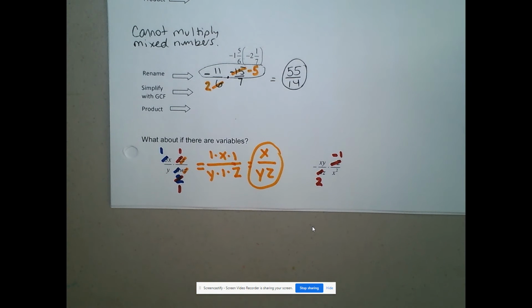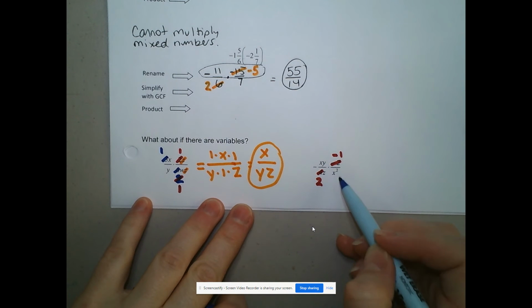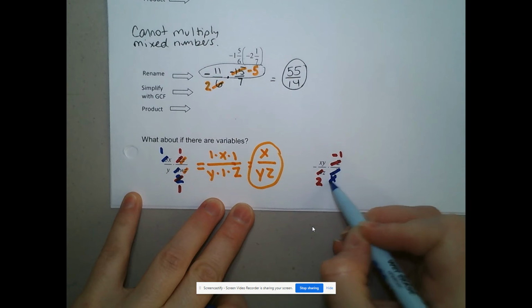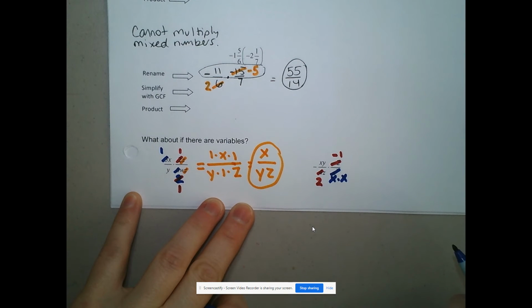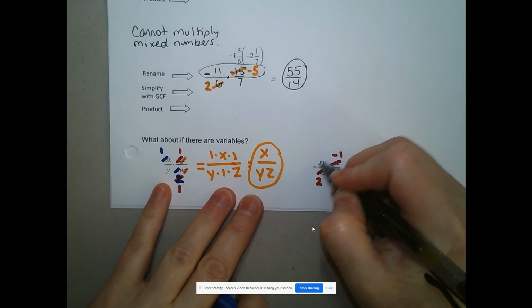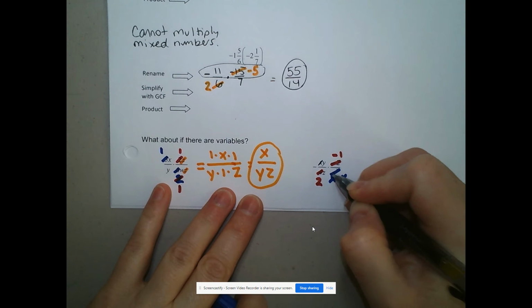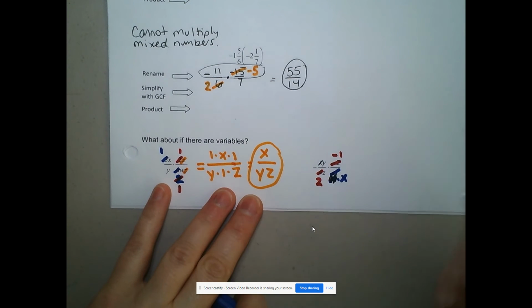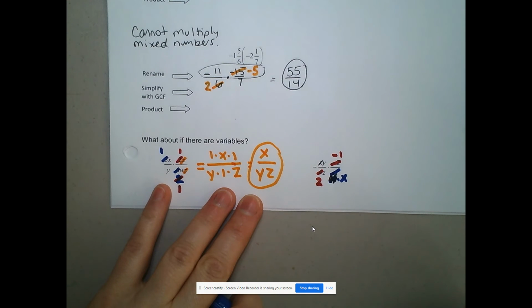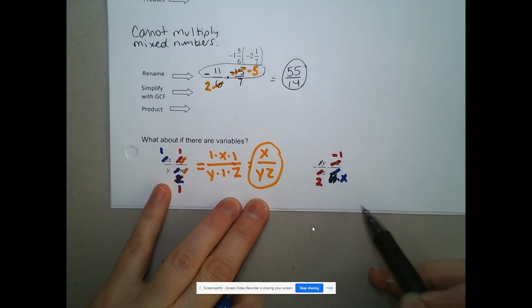I'm then going to switch over to looking at my variables. I have an x in the numerator and an x squared in the denominator. Now remember that x squared really means that you've got x times x. So I can cancel, or I can say x divided by x is 1 and x divided by this x is 1, leaving me with a single x in the denominator and none in the numerator. I still have a y up here. I still have a z down here, but none of them have a match.